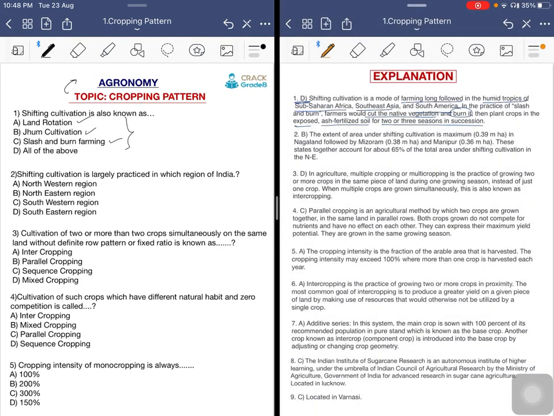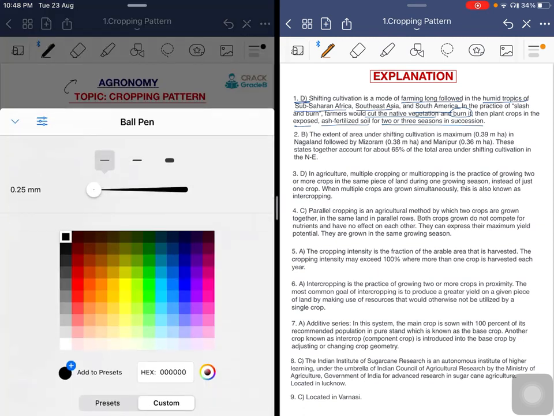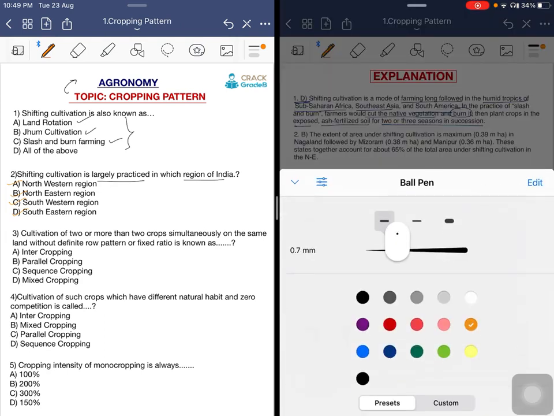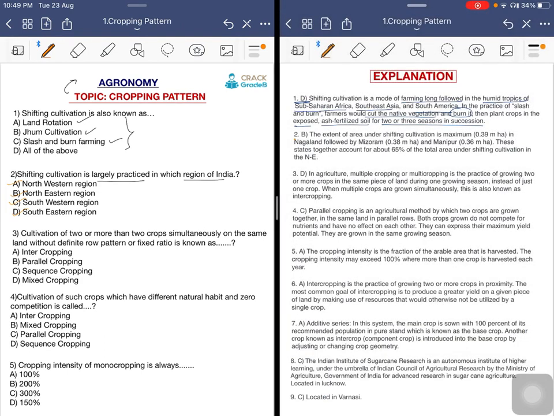The next question: shifting cultivation is largely practiced in the region of. The options are northwestern region, northeastern region, southwestern region and southeastern region. The answer is B, that is the northeastern region.